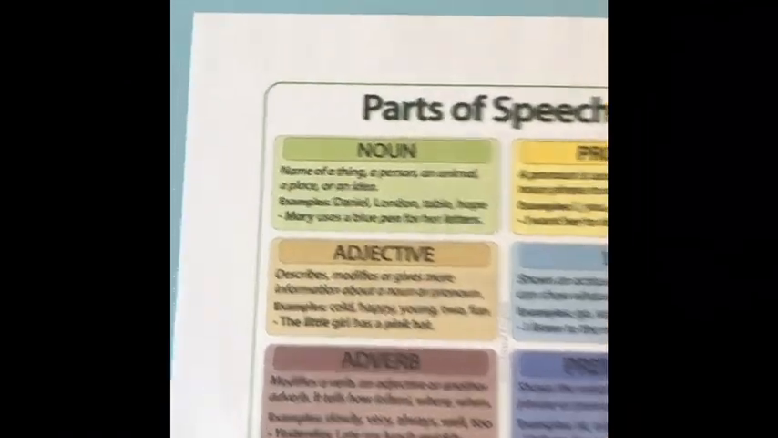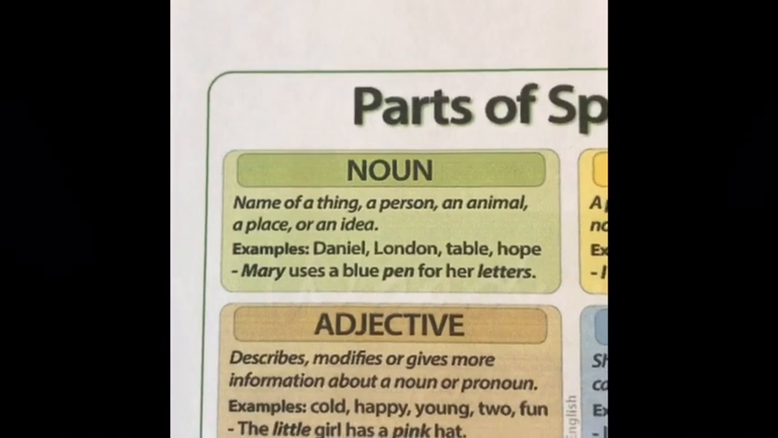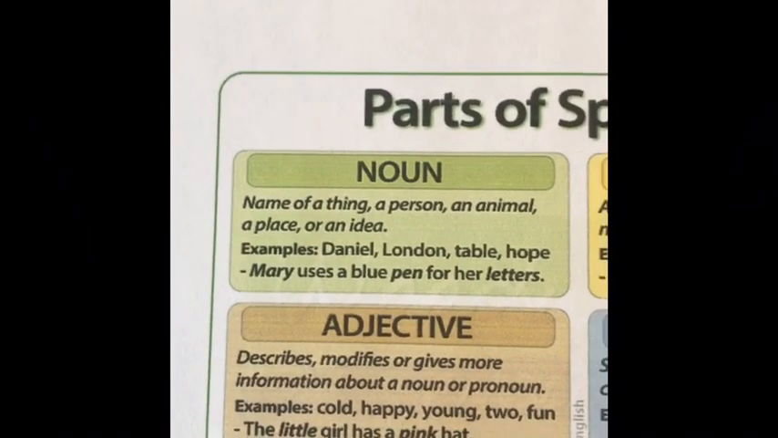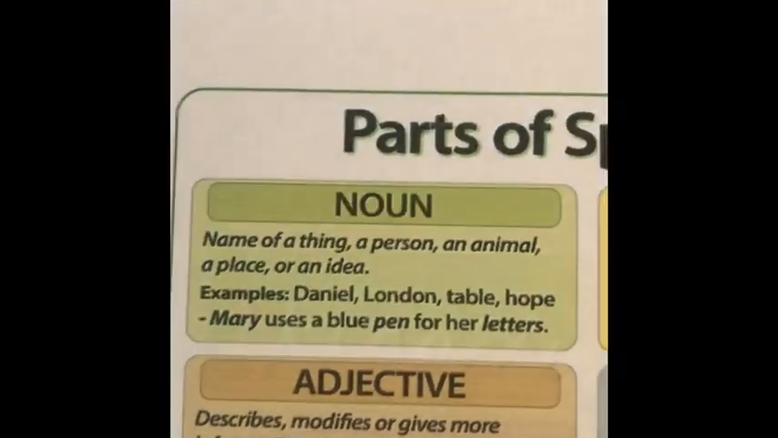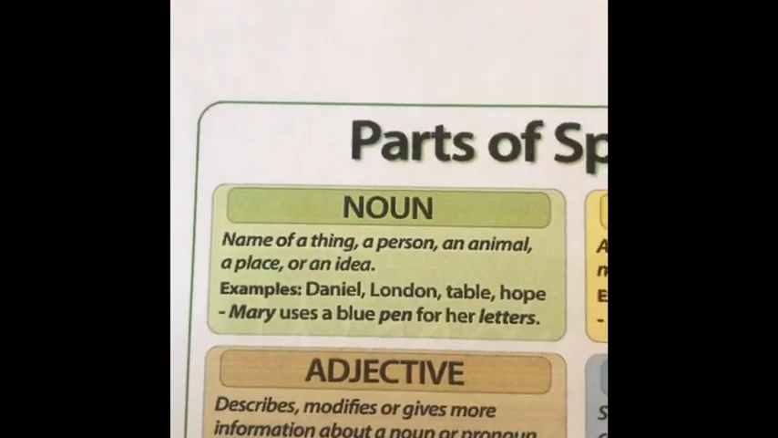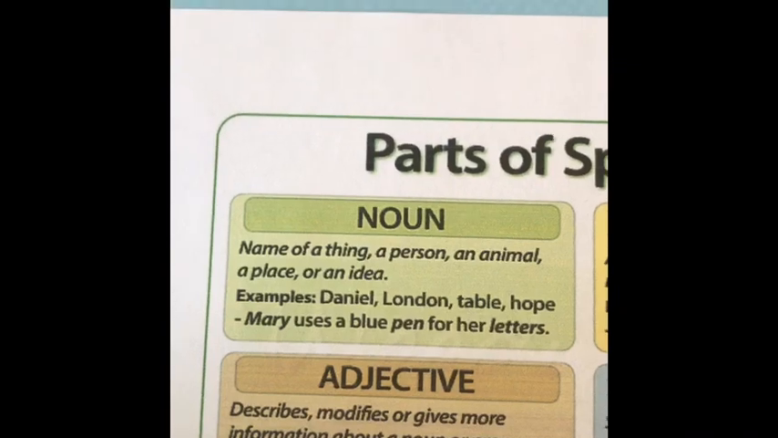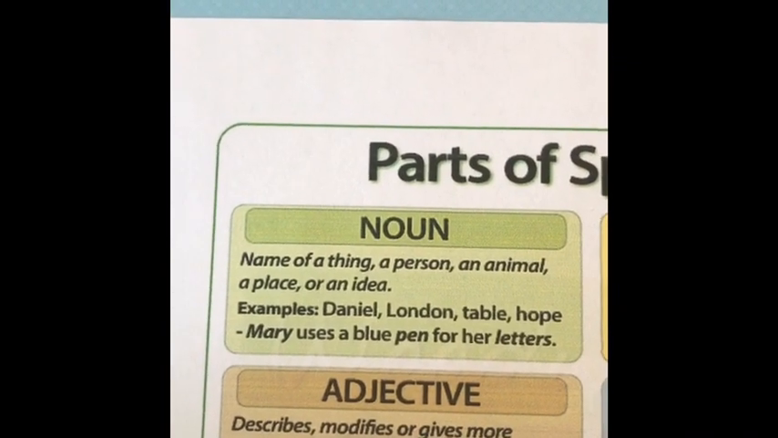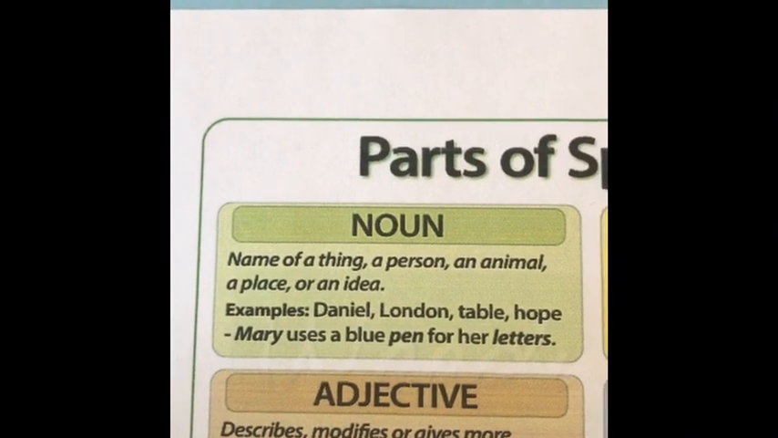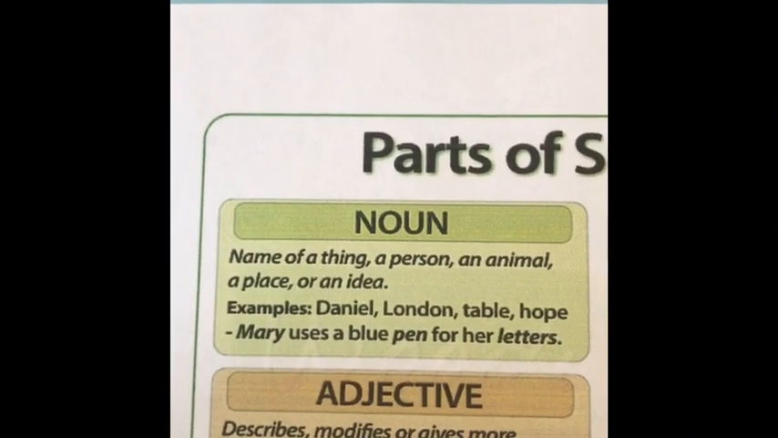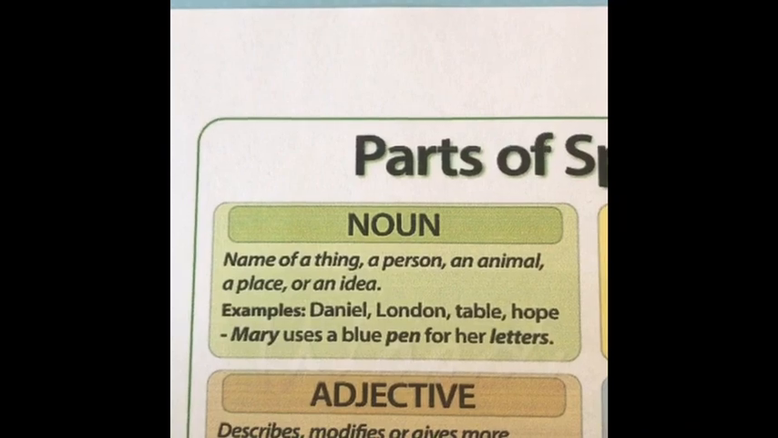So taking a look at the noun, a noun is a name of a thing, a person, an animal, a place, or an idea. So the examples given to you are Daniel, right? That's a proper noun, that's somebody's name. Same thing with London. And then you've got common nouns like table and hope. And then the example here is Mary uses a blue pen for her letters. So Mary is the proper noun, and then pen and letters are both common nouns.